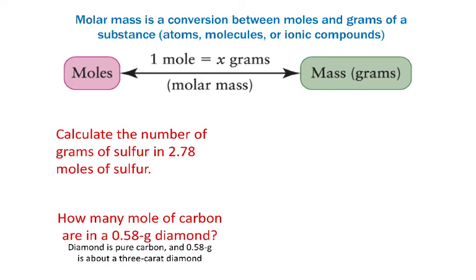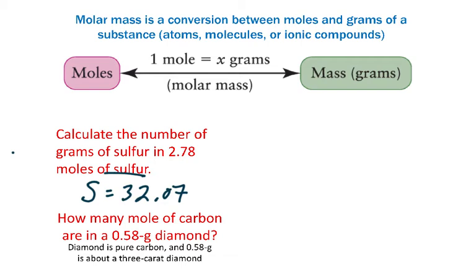Calculate the number of grams of sulfur in 2.78 moles of sulfur. This is something that you're going to have to look up. You have to look up the molar mass of sulfur. So in the periodic table, we find sulfur, and it says 32.07, right? And so that could be grams per mole or atomic mass units per atom. In this case, we're going to use grams per mole, molar mass.